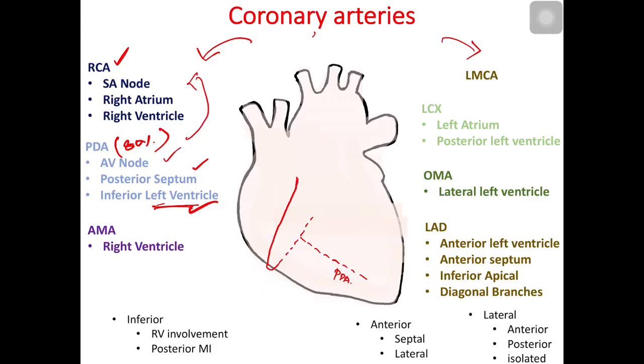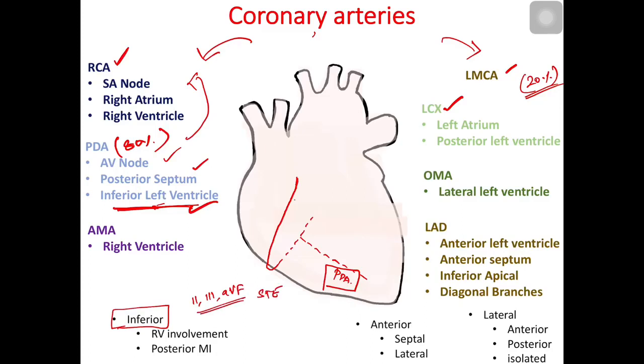If this branch comes from the left circumflex, which is a branch of the left coronary artery, then it is said to be left dominant circulation. If this PDA, posterior descending artery, is involved in myocardial infarction, since it supplies the inferior left ventricle and the septal region, we are going to get an inferior myocardial infarction where the 2, 3 and AVF leads will show ST segment elevation.